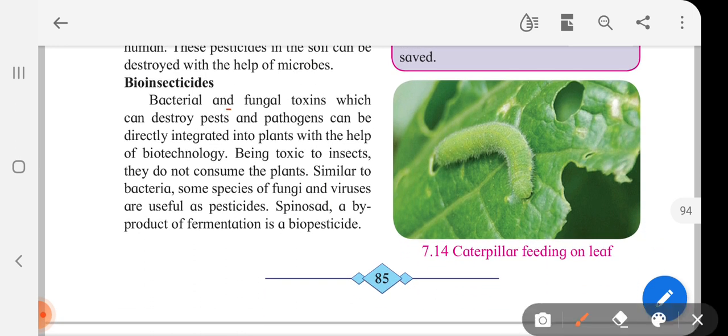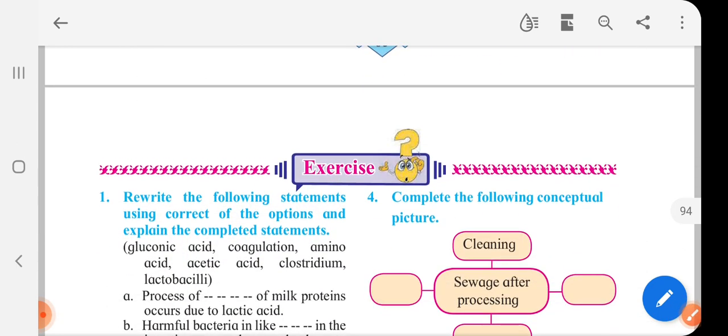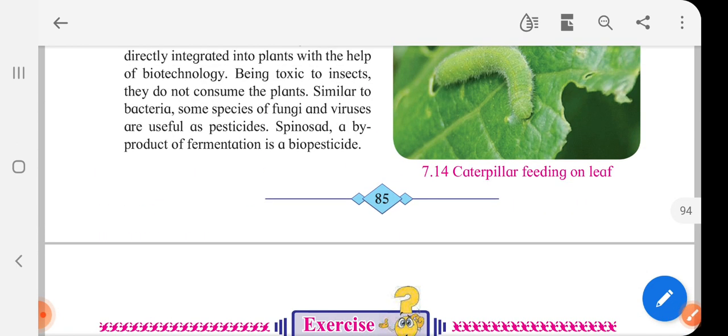Bioinsecticides. Bacterial and fungal toxins which can destroy pests and pathogens can be directly integrated into plants with the help of biotechnology. Being toxic to insects, they do not consume the plants. Similar to bacteria, some species of fungi and viruses are useful as pesticides. Spinosad, a byproduct of fermentation, is a biopesticide. So biopesticides are also helping in a way by microbial action.